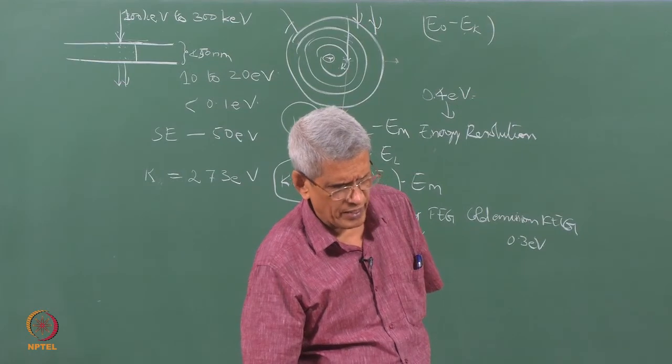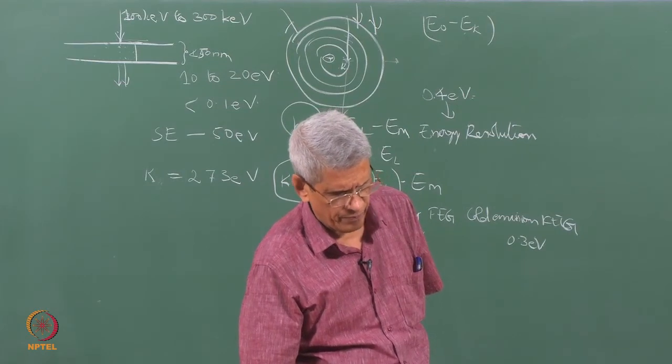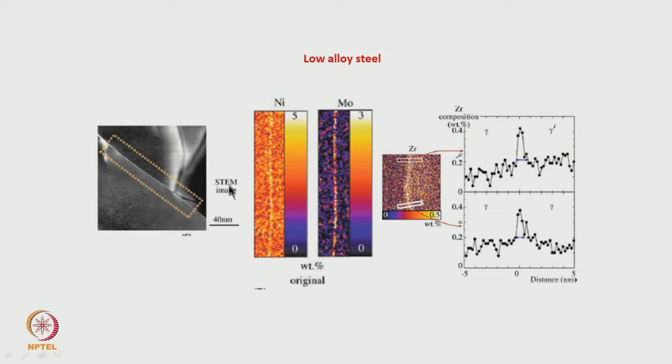So, it is suspected that there is some segregation which has occurred onto the grain boundary. Okay, this is the scanning transmission electron microscope, the image has been taken, and then an analysis has been done on this sample which contains nickel and molybdenum, both of which have segregated to this boundary.